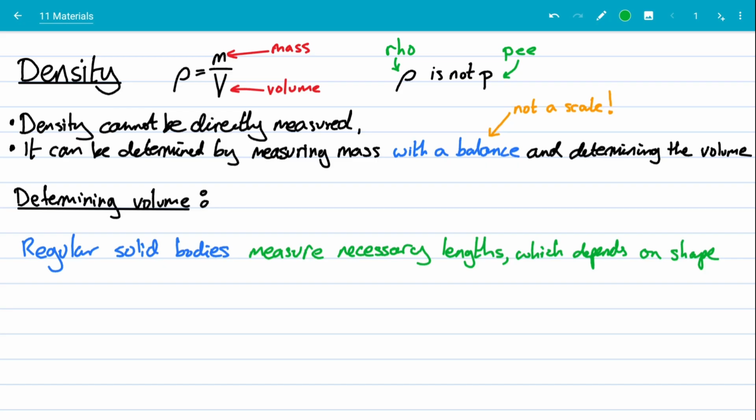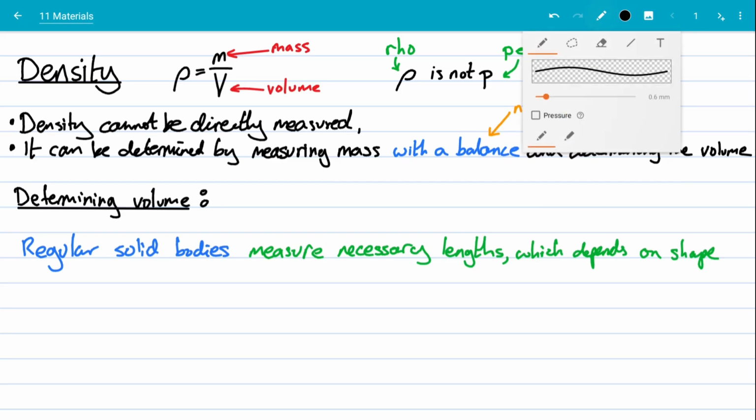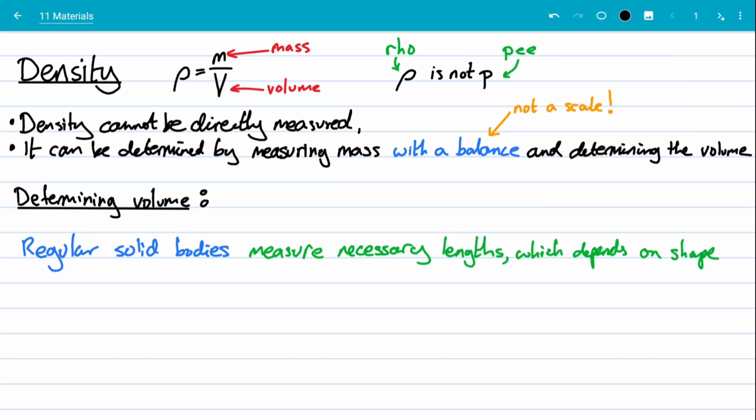We can give some examples there. The example I just gave was that of a cylinder, and I will do my best to quickly draw a cylinder.